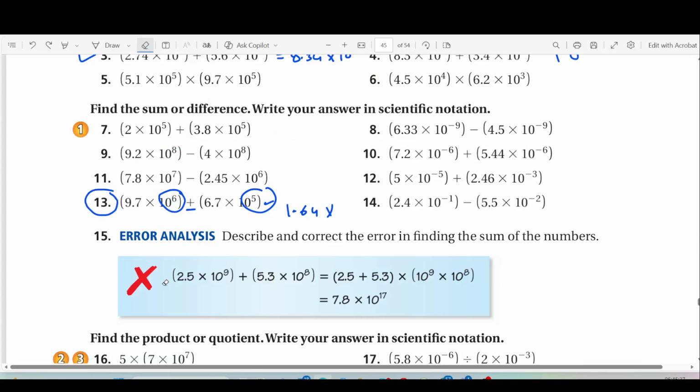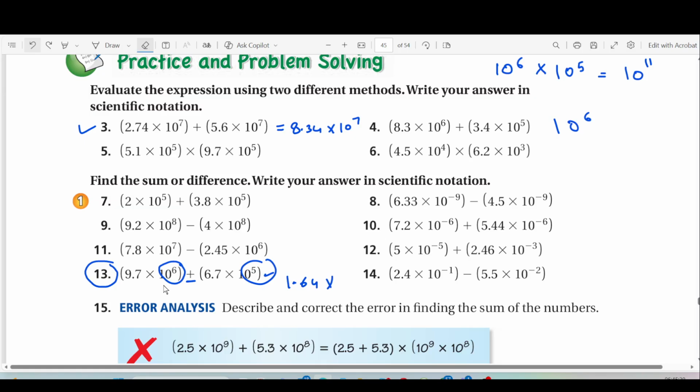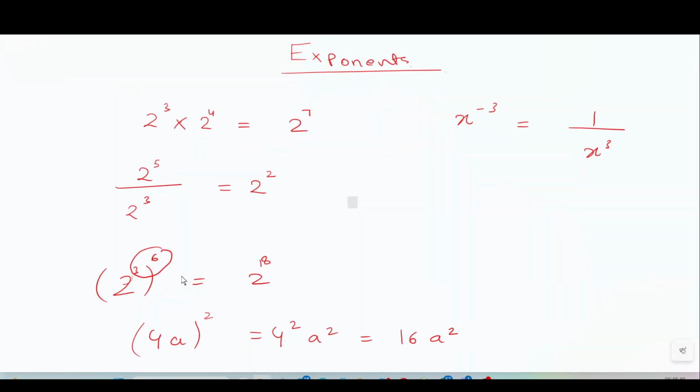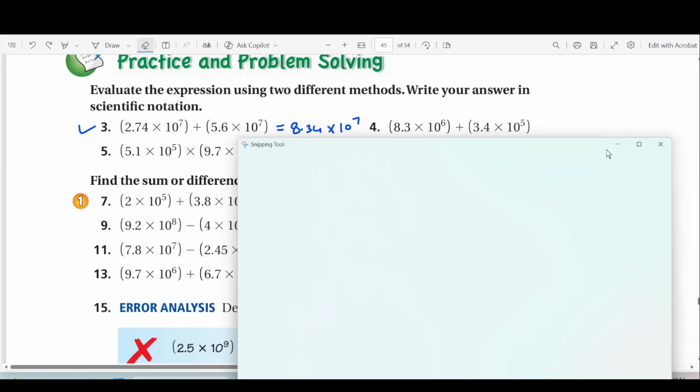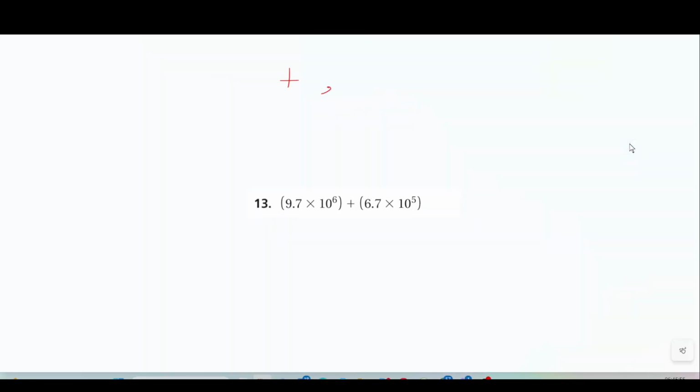I think I should explain here. So as I said, when you are adding or subtracting, the exponent should be same. For multiplication and division, even if they are not same, you don't need to make it same.